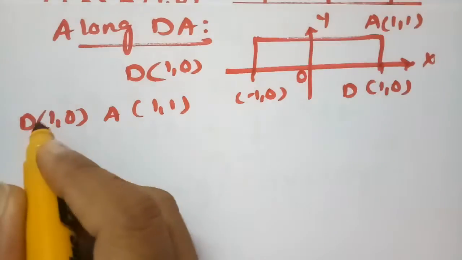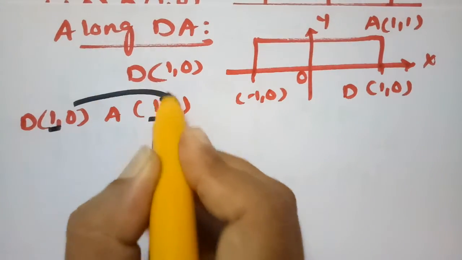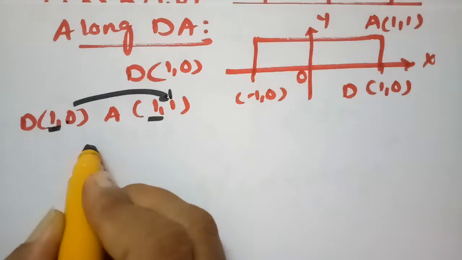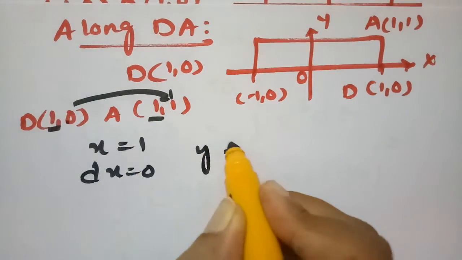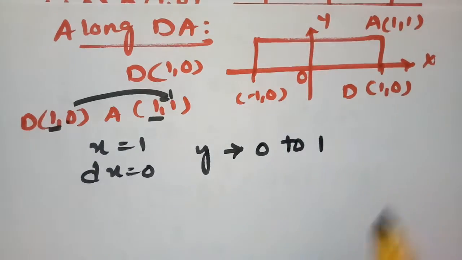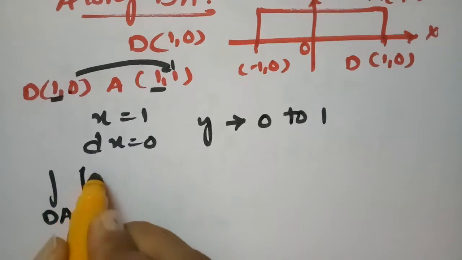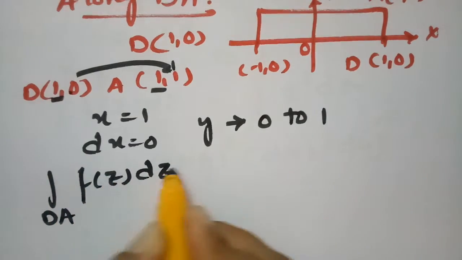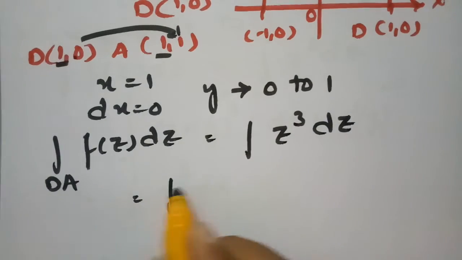And see here, x is a fixed value as 1 and y varies from the point 0 to 1. See here, x is equal to 1, therefore dx is equal to 0, and y varies from 0 to 1. So if I substitute here f(z) dz, this will be z cube dz. So what is z cube?